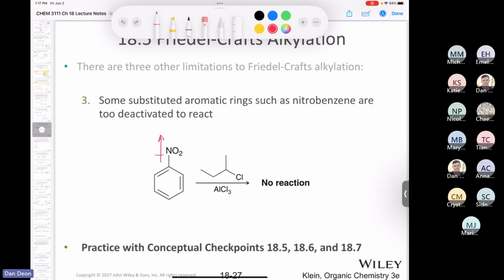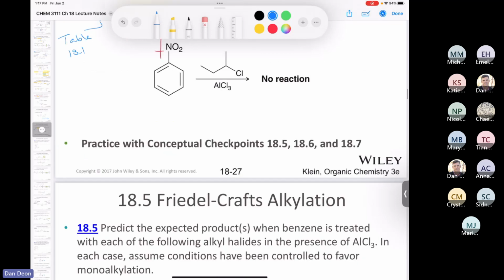I've had students, who are always a few steps ahead, ask me, do you have a summary of all the deactivating groups and activating groups? We're going to get to that. It's going to take us a while, but if you just can't wait, it's Table 18.1. It covers all the activating groups and all the deactivating groups, and of course, it's my job. I'm going to go over every single one of them with you.